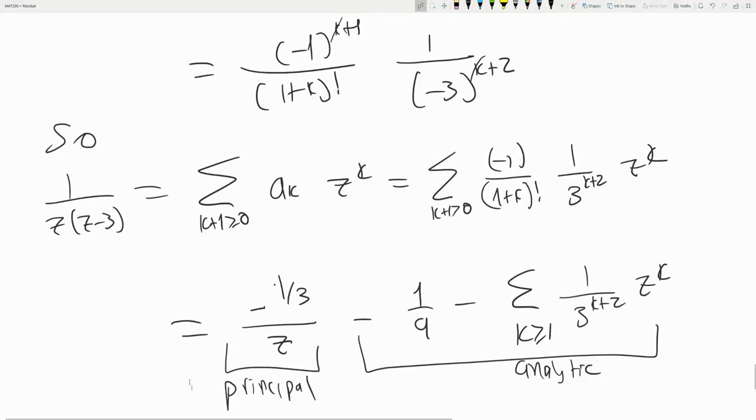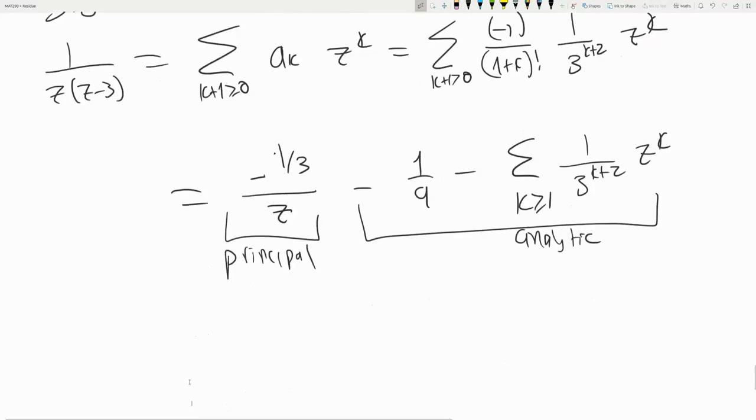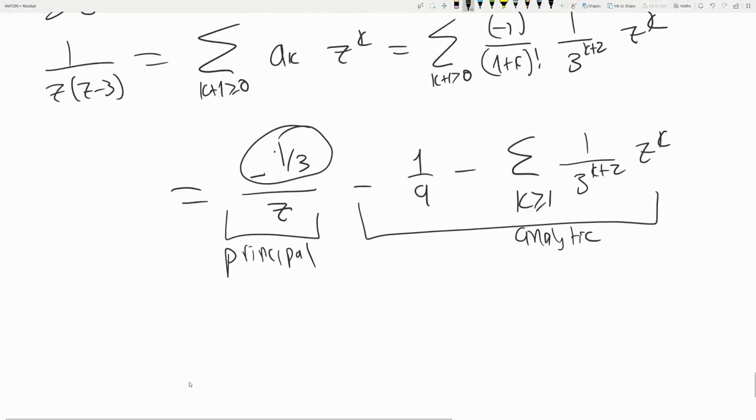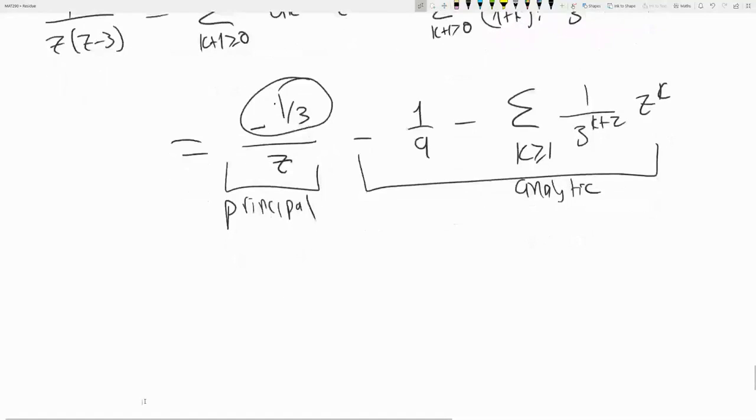And you will see in the next section why we really need the coefficient of 1 over z. But okay, that's a separate story. All right.